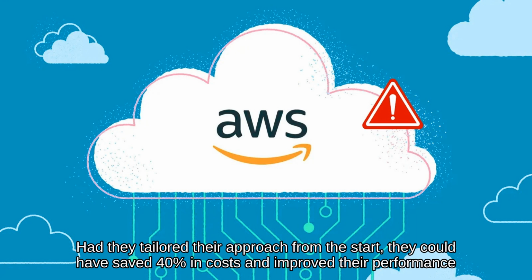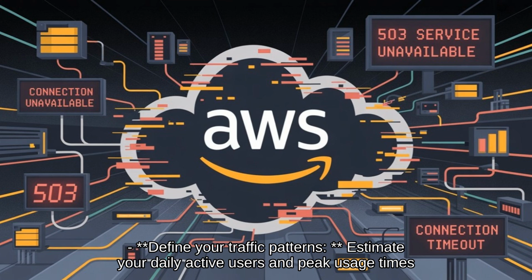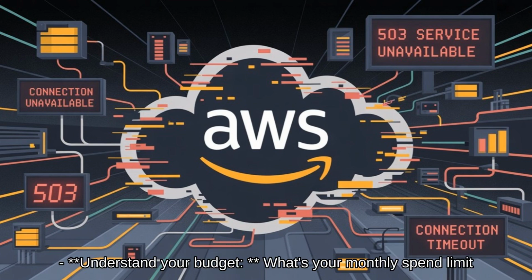5. What to do instead. Here's how to create a cloud architecture that fits your needs. Step 1. Assess your requirements. Identify your primary goals. Are you focusing on performance, cost, scalability, or compliance? Define your traffic patterns. Estimate your daily active users and peak usage times. Understand your budget. What's your monthly spend limit? Factor in unexpected growth.